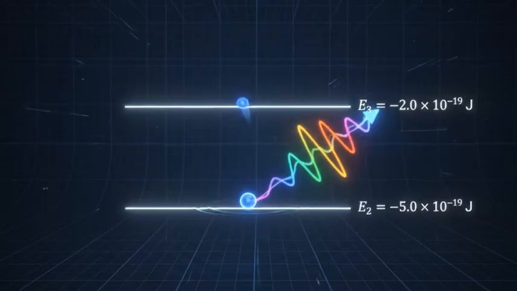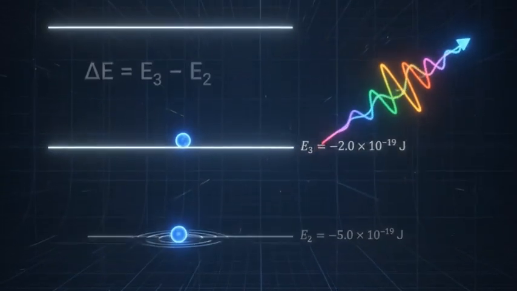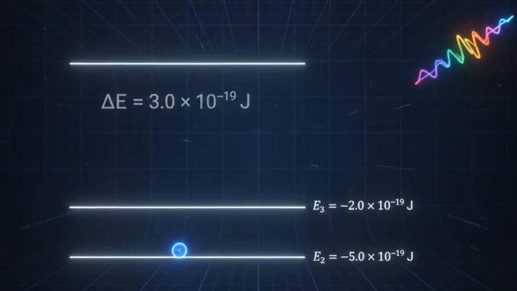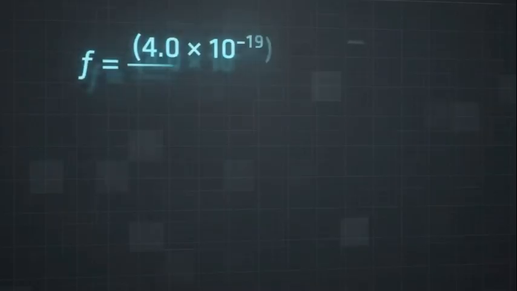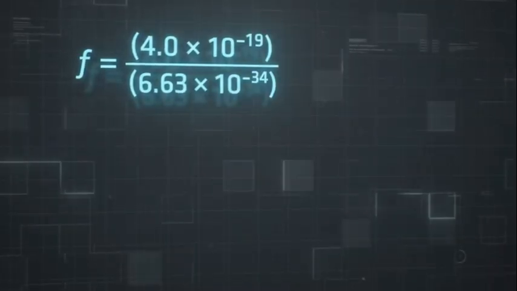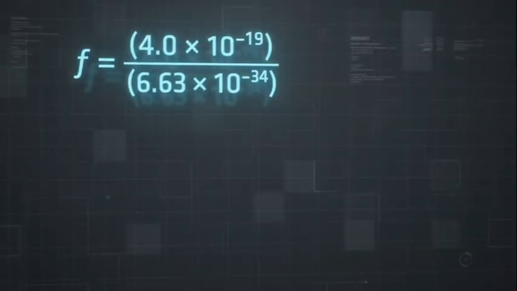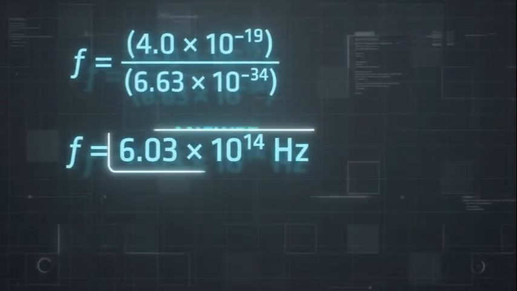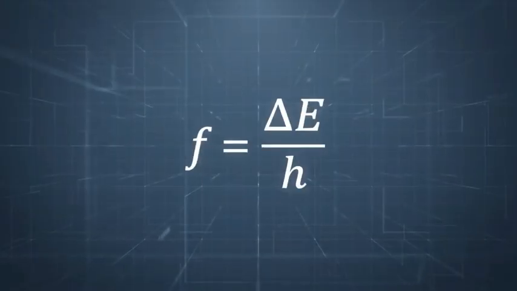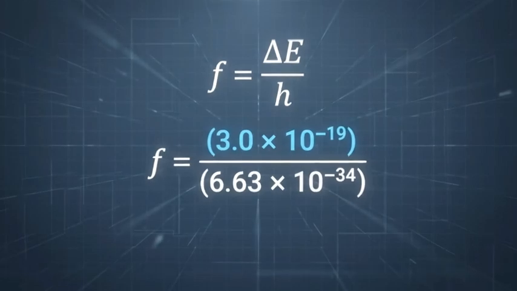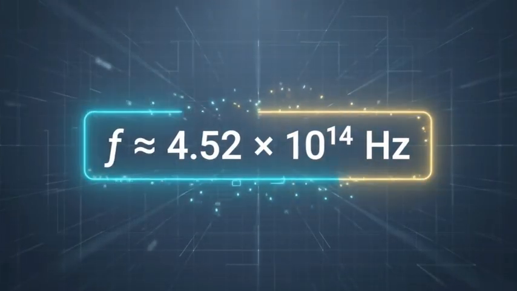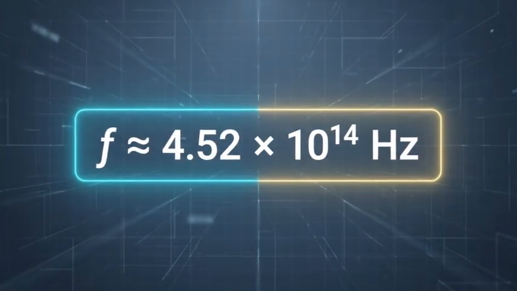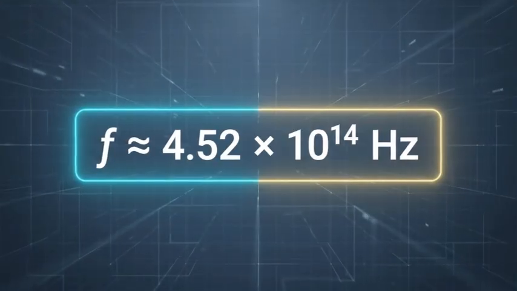For an emission, the photon energy equals the difference between the higher and lower energy levels. Using f equals E divided by h, the required frequency is approximately 6.03 times 10 to the 14th Hertz. For 3 times 10 to the minus 19th joules, the photon frequency is approximately 4.52 times 10 to the 14th Hertz.